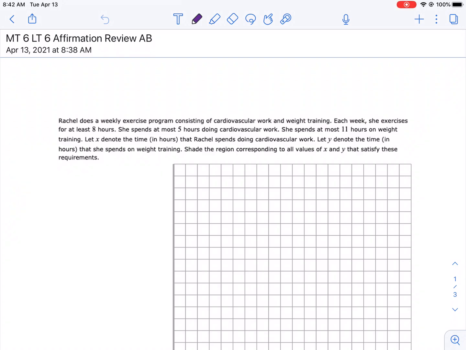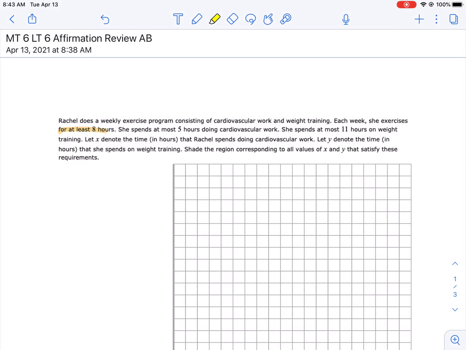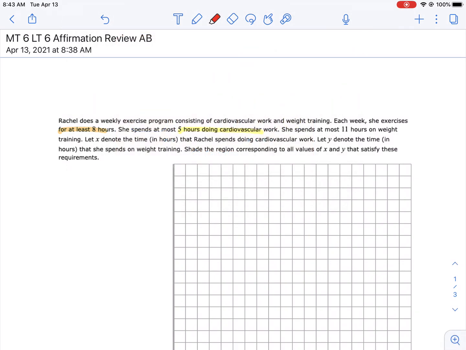Hey, let's take a look at your MT6 LT6 affirmation right now. If we take a look at this first problem, it says Rachel does a weekly exercise program consisting of cardiovascular workout and weight training. Each week she exercises for at least 8 hours. She spends at most 5 hours on cardiovascular, and she spends at most 11 hours on weight training.